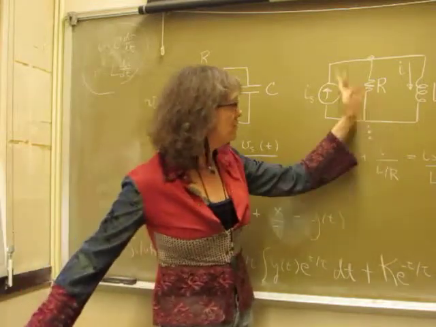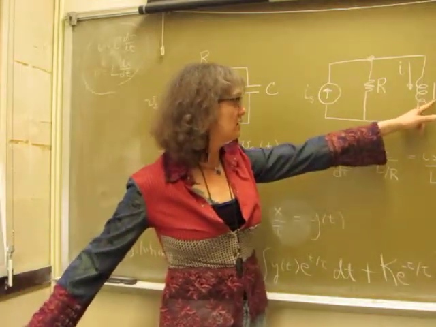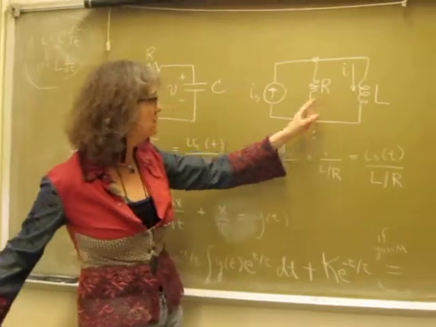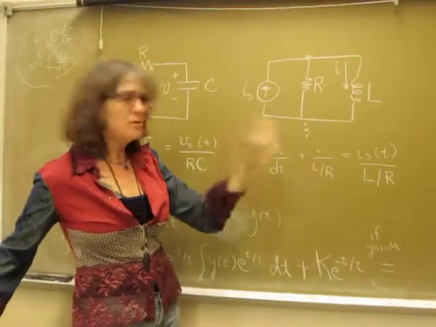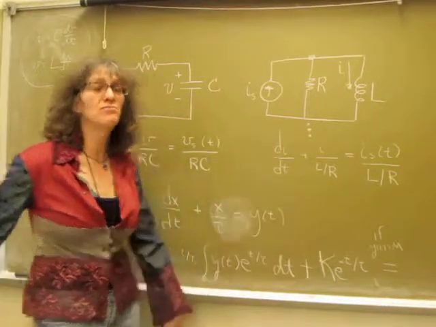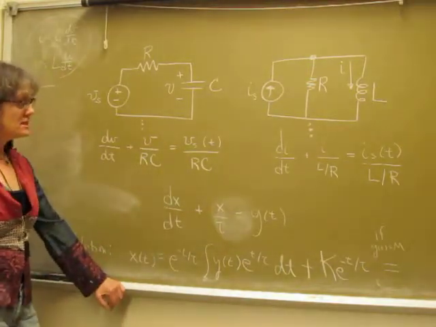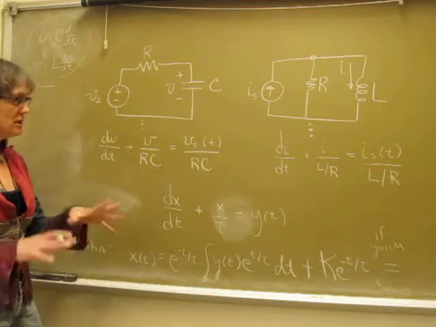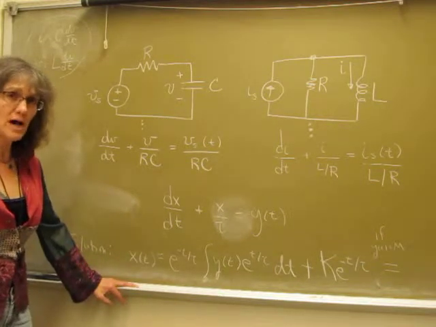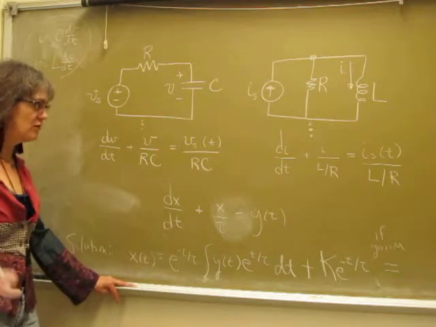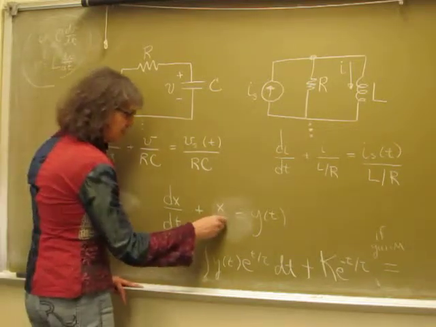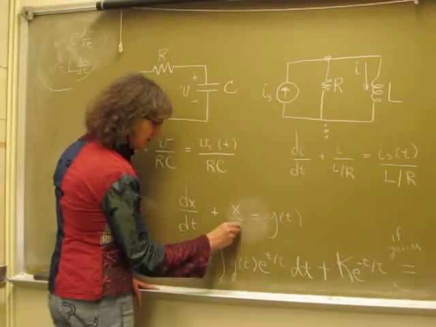L over R is just some constant in this circuit. It's whatever the value of the inductor is divided by the Thevenin resistance. They're both just constants, so let's give it a name. Let's call it tau. It actually is a significant constant. There's a name for it: it's called the time constant of the circuit, and there's a reason for that, which I'm not going to get into now. For now, all I have to say is that it's a constant.